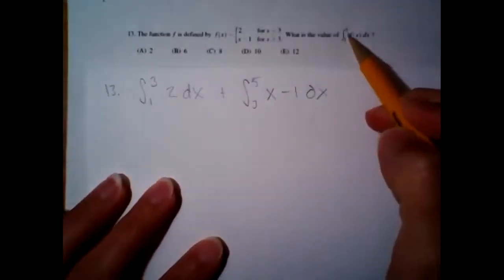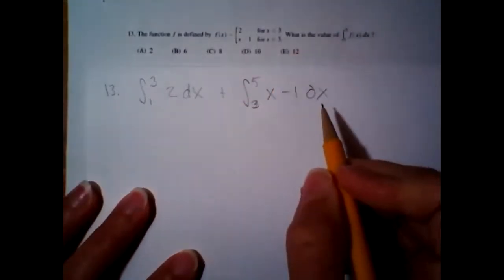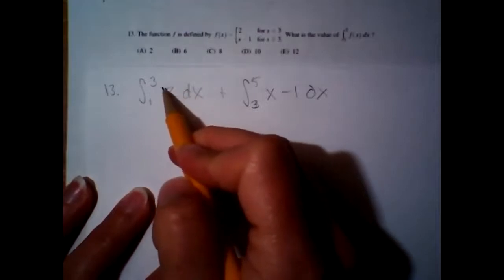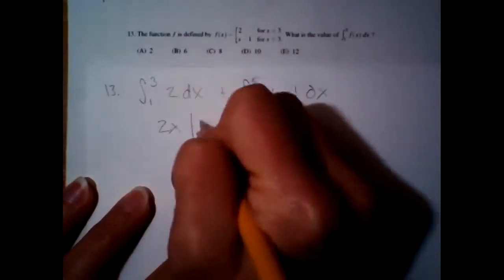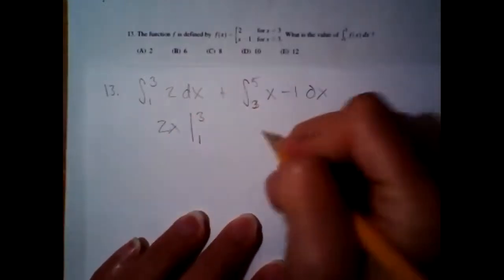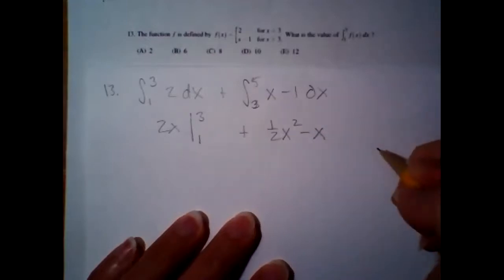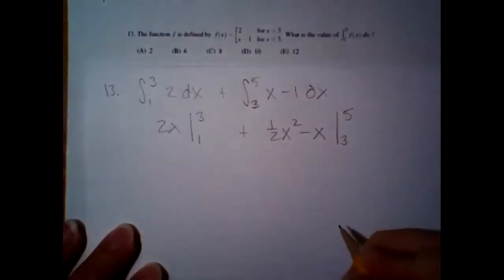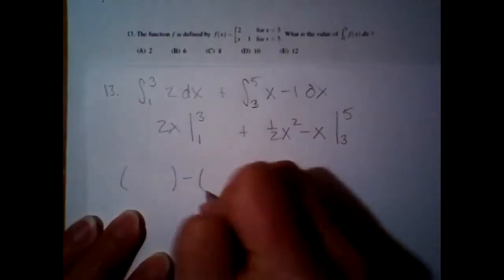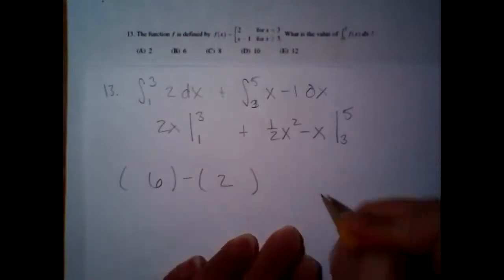So we're doing integral from 1 to 5. We just had to split it at 3 because that's where the piecewise function splits. So basically treat it as two different problems. This antiderivative is 2x. When I evaluate from 1 to 3, this would be 1/2 x squared minus x antiderivative. We want to go from 3 to 5. So this first one, upper boundary gives you 6, lower boundary gives you 2.